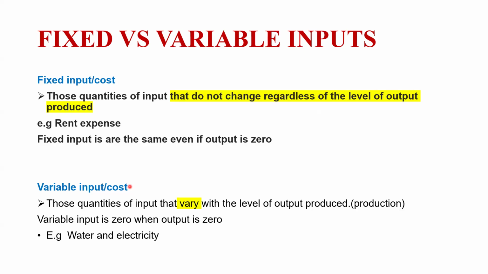While for fixed inputs, they do not change. The baker will still pay the rate of 800 Rand regardless of the level of output. While for variable inputs, if your output increases, the baker would have to also pay more for water and electricity, which are now your variable cost. Your variable cost increases together with the level of output that is being produced. You guys get that? I hope that was clear.